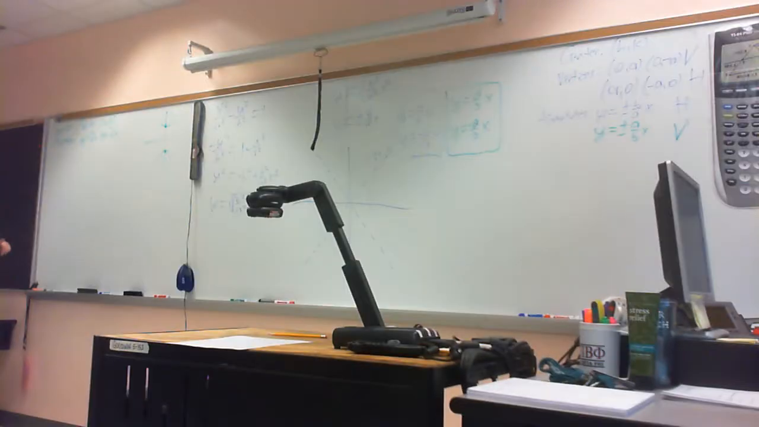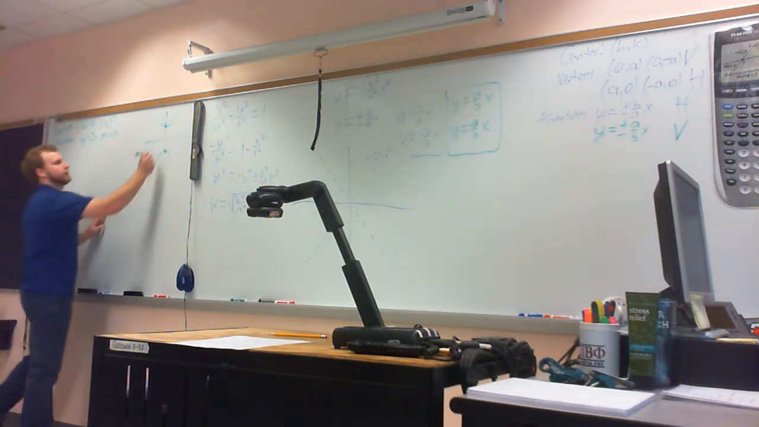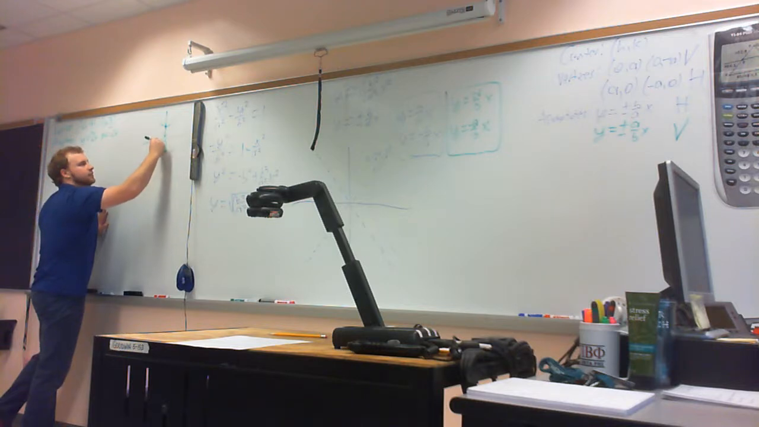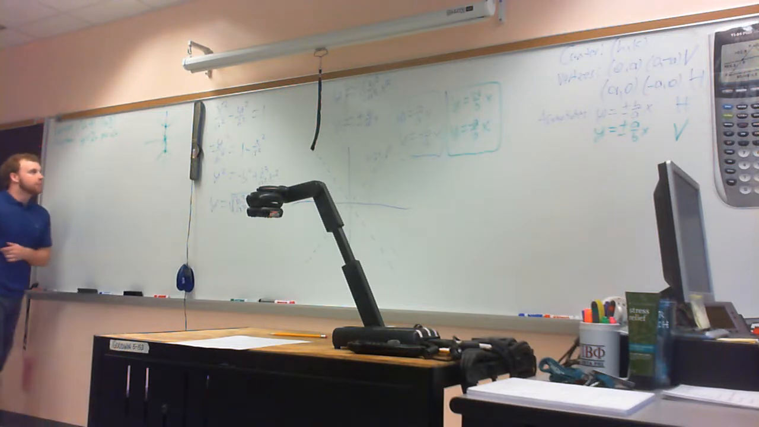Now the other thing is, where is the center? Yeah, (0, 0). It's the midpoint. With a graph, it's easy to see that. So (0, 0), we have the center.